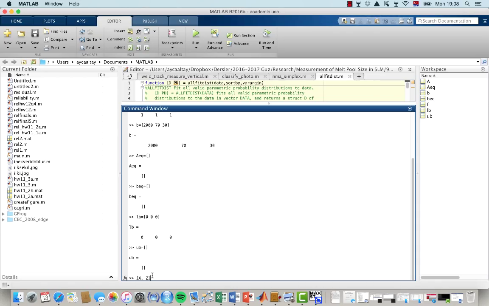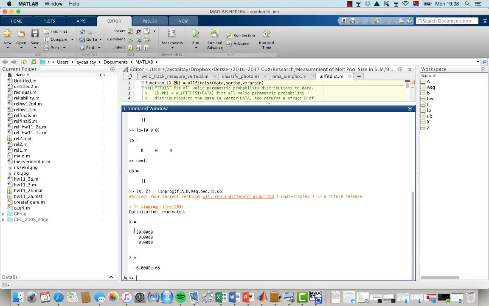Now I will get two outputs. The first output is x, the value of my decision variables, and the second output is z, which is the objective function value. And I solve it using linprog with f, A, b, Aeq, beq, lower bound and upper bound. Solving this, you get 30, 0, 0. This is for x1, x2, and x3.